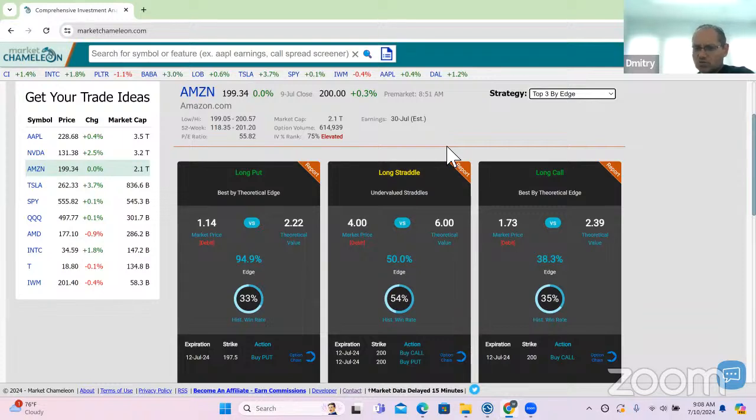And when we look at the trade card, we get some details here about the strategy and the analysis behind the strategy. So in Amazon, we have three different strategies here. One's a long put, one's a long straddle, one's a long call. They were filtered out because of their theoretical edge. And what do we mean by that? Well, here's a long put.